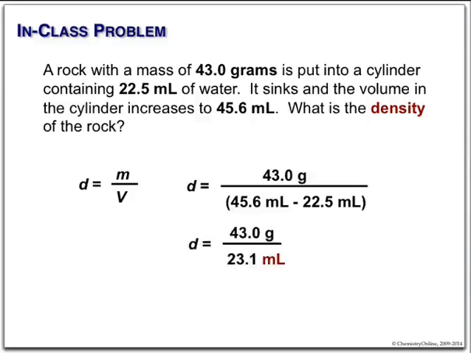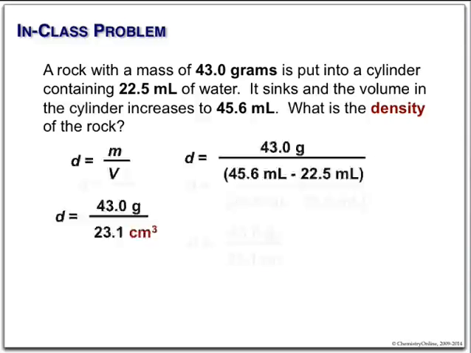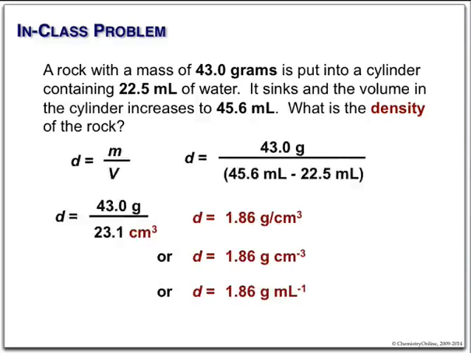We have 43 grams. We have 23.1 mils. That's our difference. And our density is 1.86 grams per cubic centimeter. Now, I put these down here as well because quite often you'll see units written with negative exponents. If we have grams per cubic centimeter, that is the same as grams centimeter minus 3.